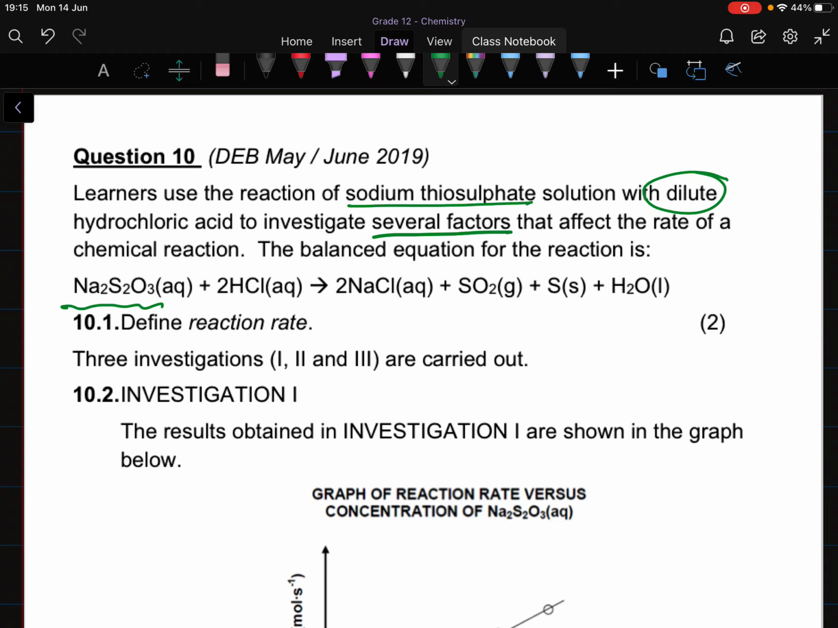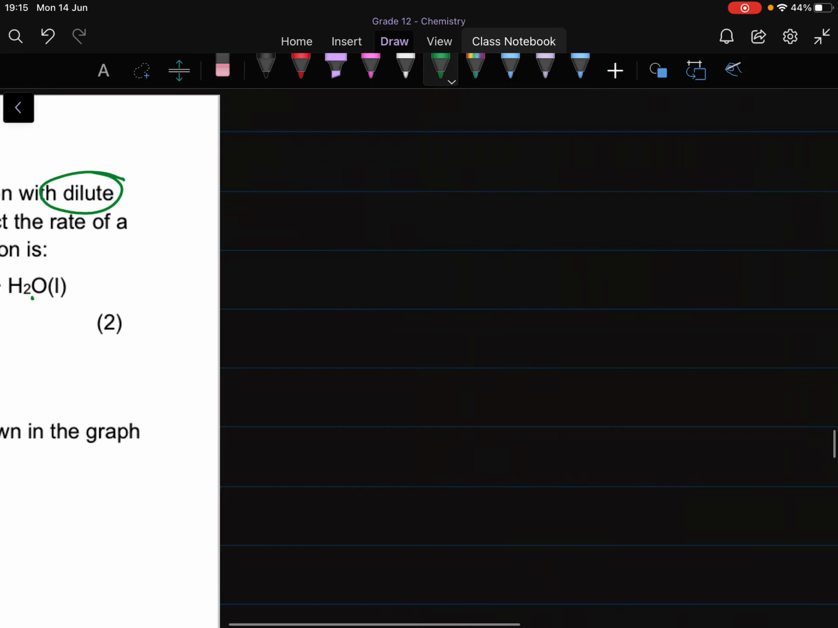Now, they're nice to us. They give us the balanced equation for the reaction. So the sodium thiosulfate plus hydrochloric acid gives us sodium chloride, SO2, sulfur as a precipitate, and H2O liquid. First thing they ask you to do is to define reaction rate.